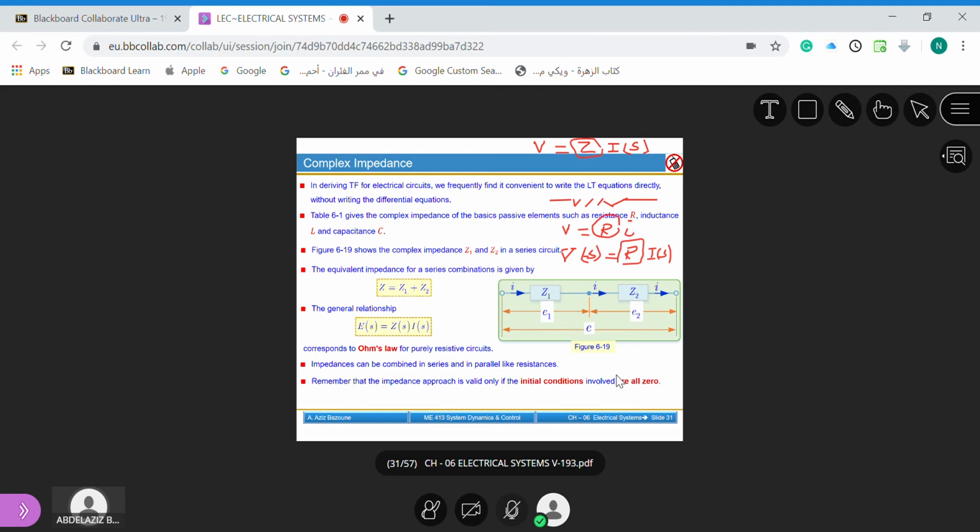Resistance is the same as Z, exactly the Z. So this is what we are writing: E is equal to Z times I of S.